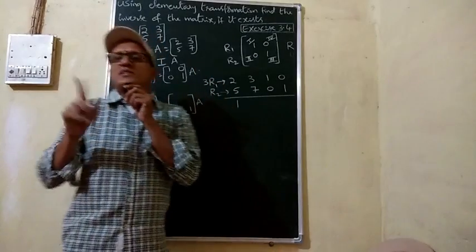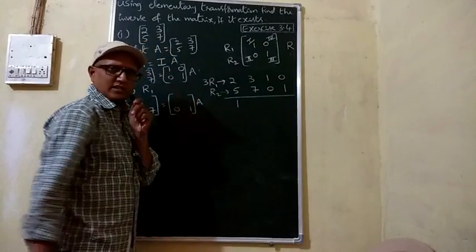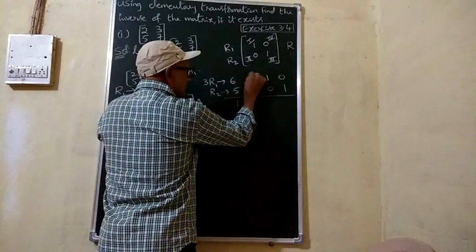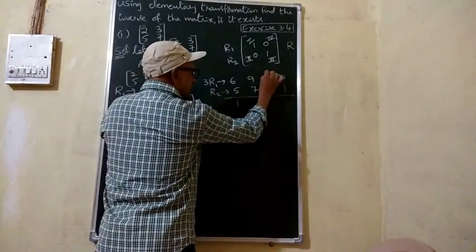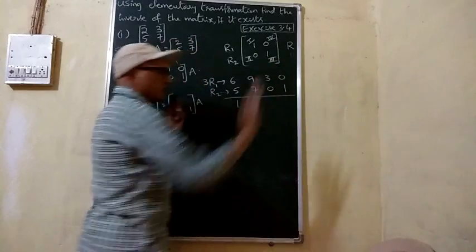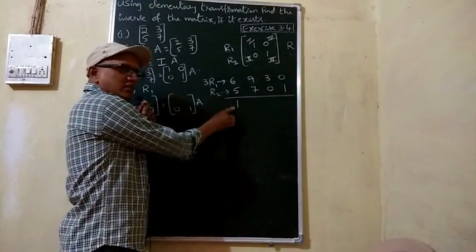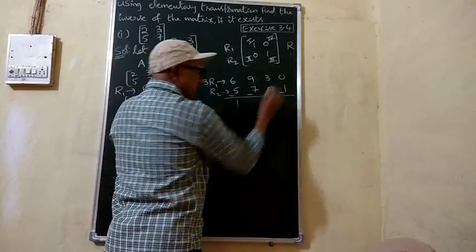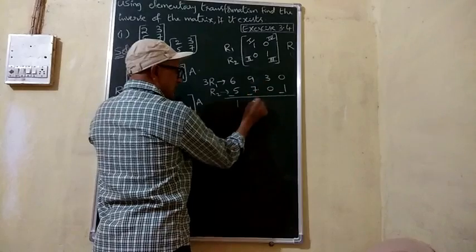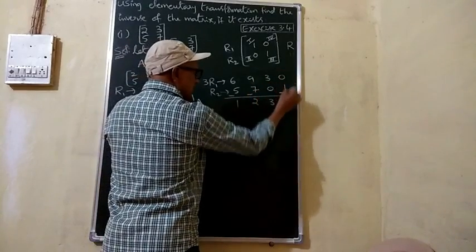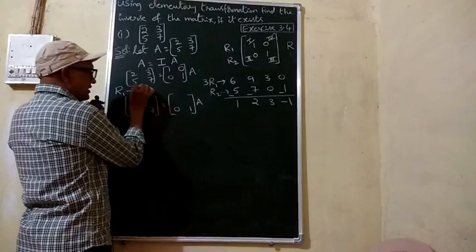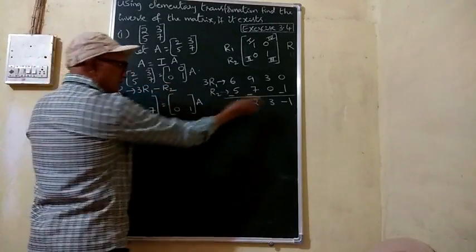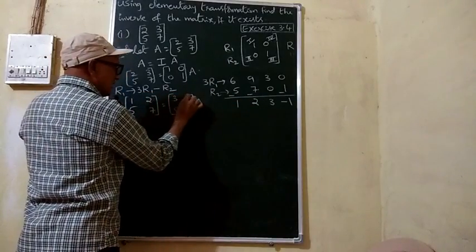If you multiply the first row with 3, then we get 6 there. 3 2s are 6. 3 3s are 9. 3 1s are 3. 3 into 0, 0. What we have to do to get 1? Subtraction. Subtraction means the signs get changed. Plus becomes minus, minus becomes plus. 6 minus 5, 1. 9 minus 7, 2. 3, 0 minus 1, minus 1. So what we did? 3R1 minus R2. Okay? 1, 2, 3, minus 1.